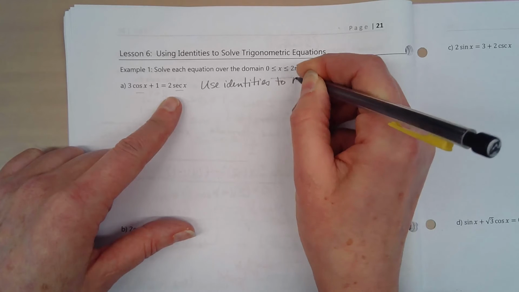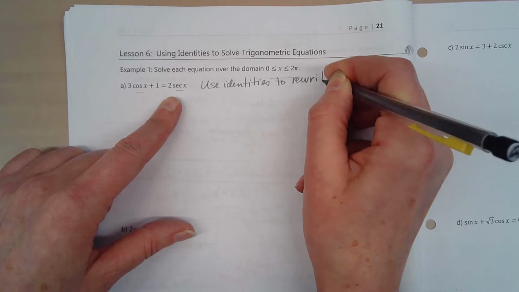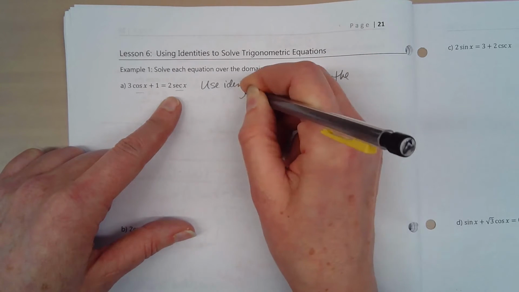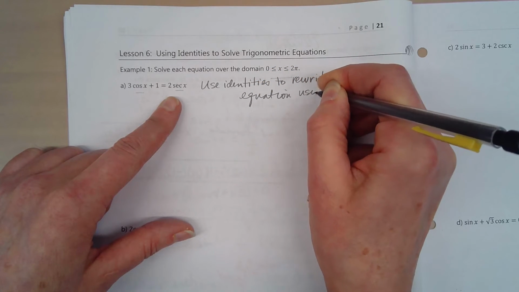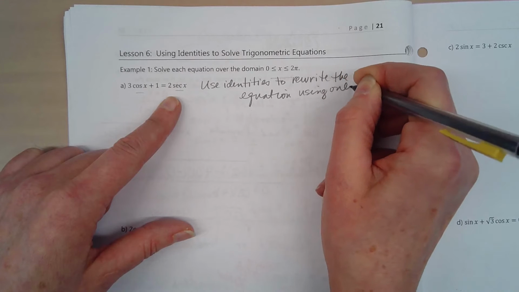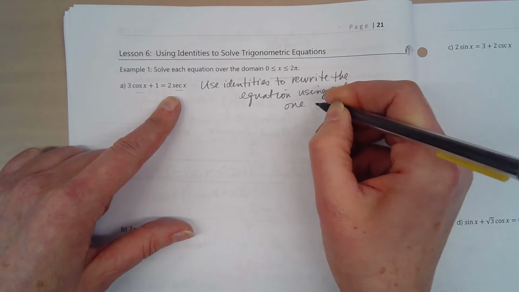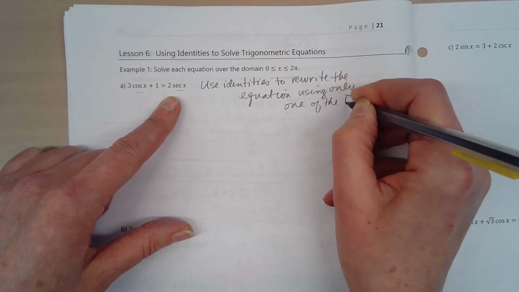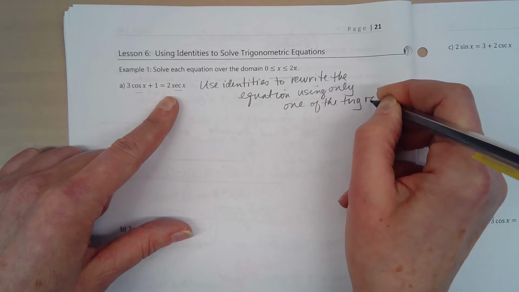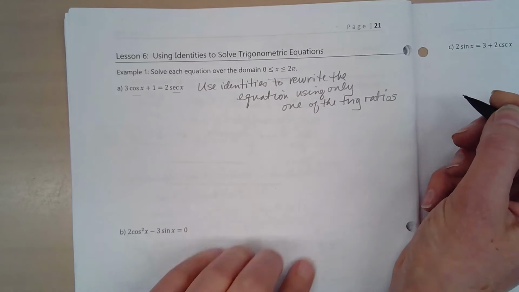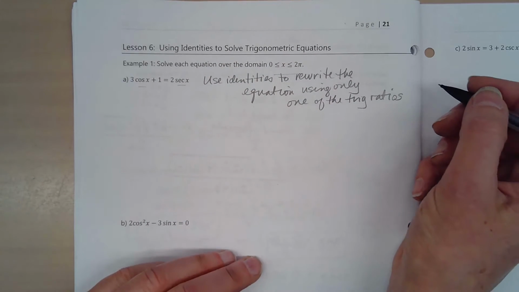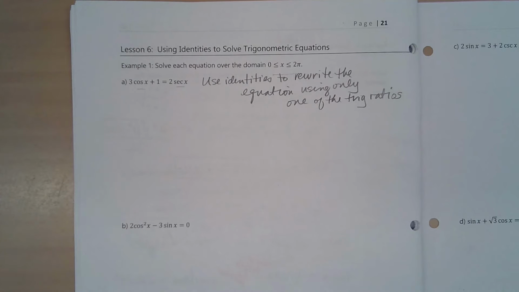to rewrite the equation using only one of the trig ratios. We did a little bit of this at the very beginning of identities when I gave you a trig expression. I said, write only in terms of sine, right? Or write only in terms of cos, and you could only use cos or only use sine.